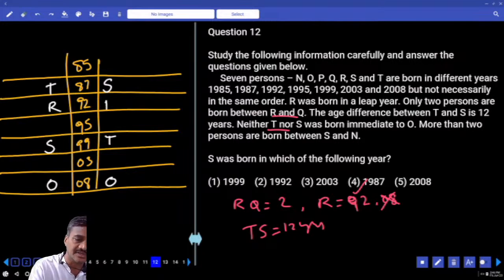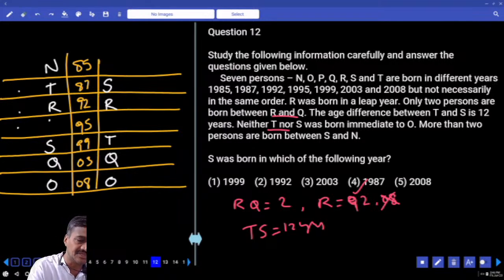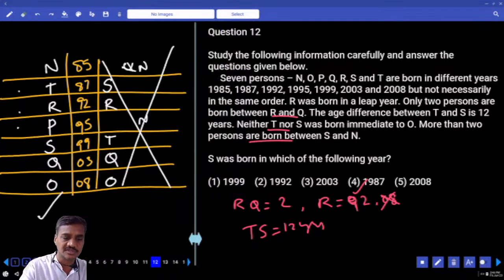R is here. Now, between R and Q there must be exactly two people, and Q is at this place. Now, more than two persons between S and N. If N is here, there are three persons between S and N. Then who is the person left over here? P is the person left. Now if you had written N at this place, there is only one person between them, but the statement says more than two, so that is invalid. Hence this is a valid arrangement. Now this is about question numbers 12 to 16.